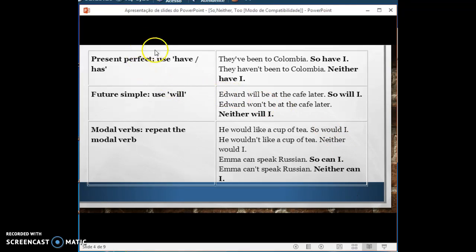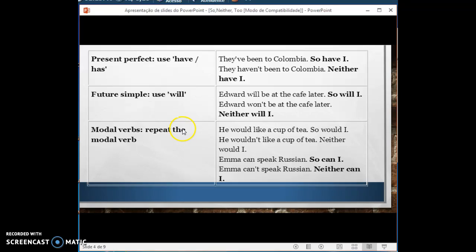The present perfect, we use have and has. "They've been to Colombia." "So have I." "They haven't been to Colombia." "Neither have I." With the future simple, we use will. "Edward will be at the cafe later." "So will I." "Edward won't be at the cafe later." "Neither will I."